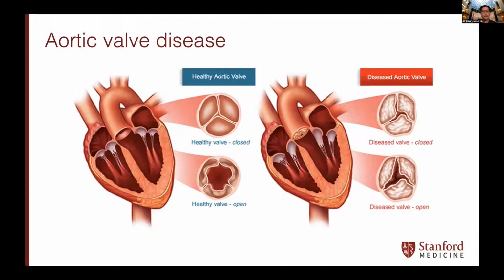Valves can either be narrowed or leaky or a combination of both. Perhaps one of the most commonly understood disease states is something called aortic valve stenosis. So the aortic valve, as a reminder, is the valve that leads from the left side of the heart when the heart squeezes and pumps through the aortic valve, and blood goes to the brain and the rest of the body. So it's a very important valve.